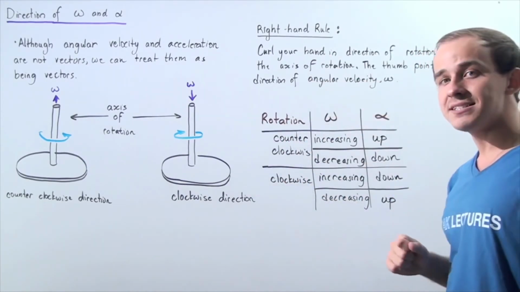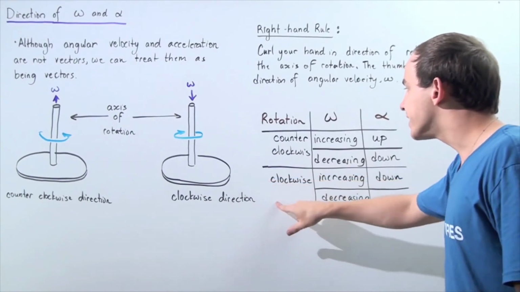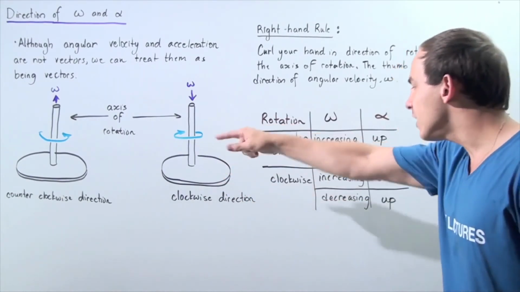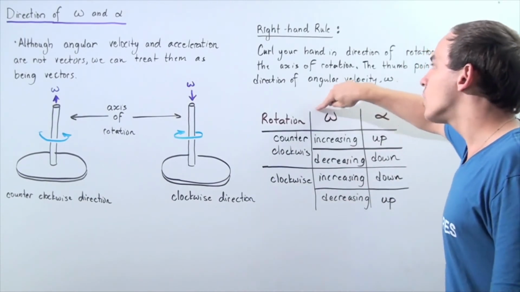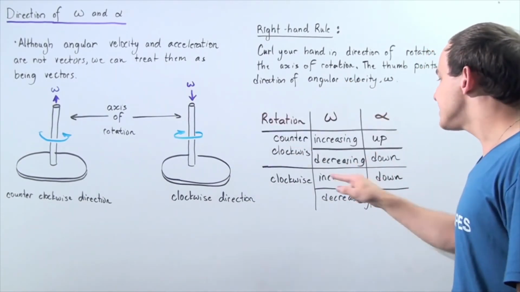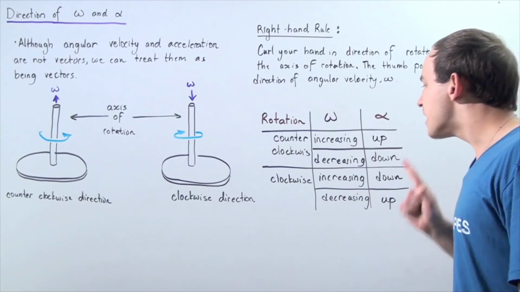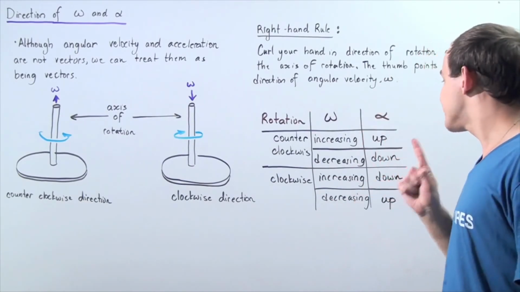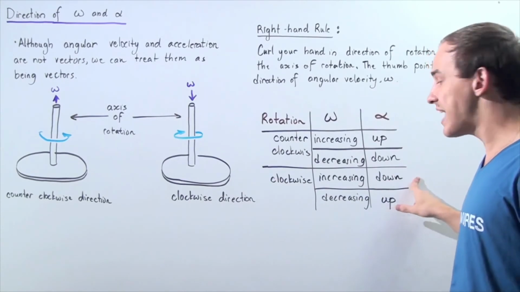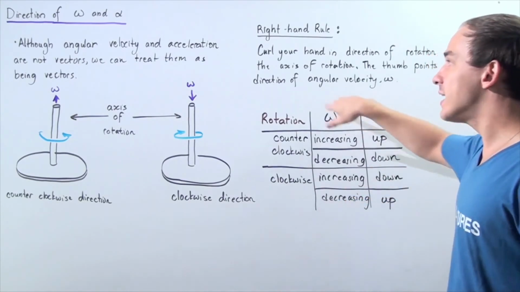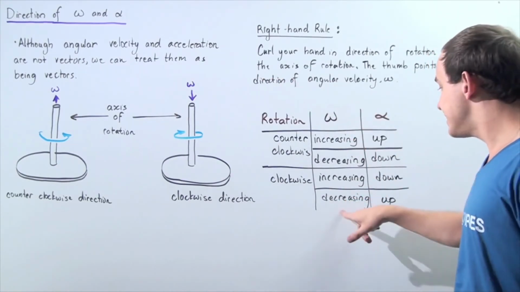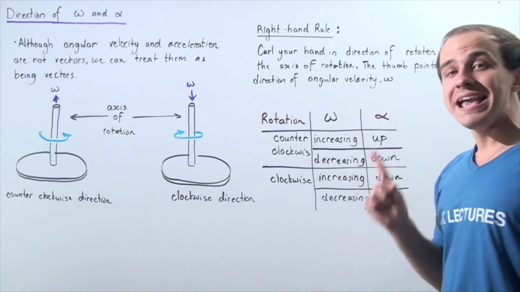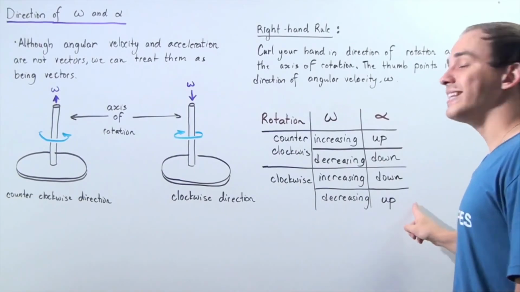Now, if we look at the clockwise case, if our disc is rotating clockwise and our omega, our angular velocity, is increasing, then that means our alpha, our angular acceleration, will point downward. And if our omega, our angular velocity, is decreasing, that means our alpha, our angular acceleration, will point upward.